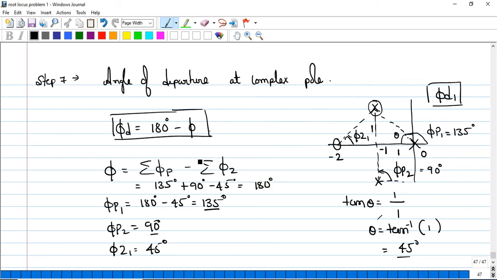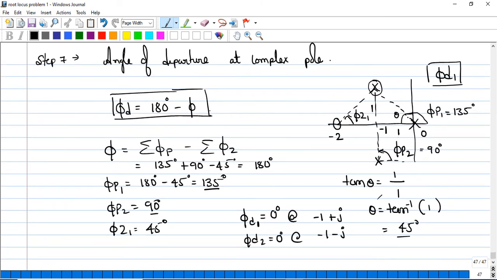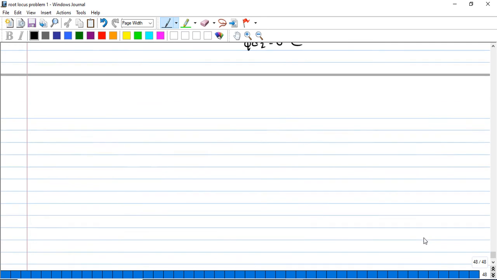And if I substitute here, the departure angle will be 0 degrees at where I calculated, at this position, that is minus 1 plus j. Similarly, departure 2 will be 0 degrees at minus 1 minus j. Okay, there is no departure. Okay, it will be 0 degrees. By using all these data, let us draw the plot.